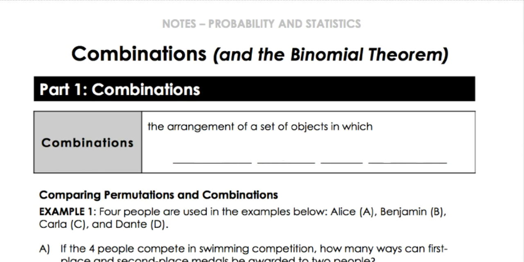So combinations are arranging a set of objects in which the order does not matter. So if you remember the permutations, order mattered, what place people finished or whatever. In this case, the order doesn't matter. So it changes the way we're going to calculate things a little bit. So let's look at a few examples of this.